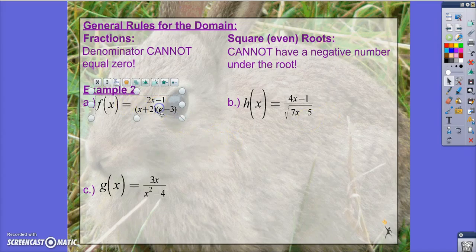All right, let's see if I can make this one a little bit bigger without losing it. Okay, so let's look at this next one here. F of x equals 2x minus 1 over x plus 2 times x minus 3. We have a fraction. Fraction denominator cannot equal 0. So we're going to take each parenthesis and set it equal to 0.